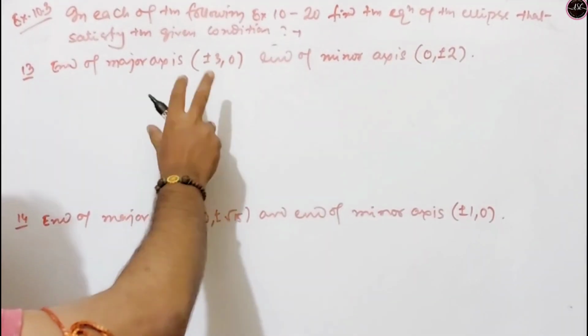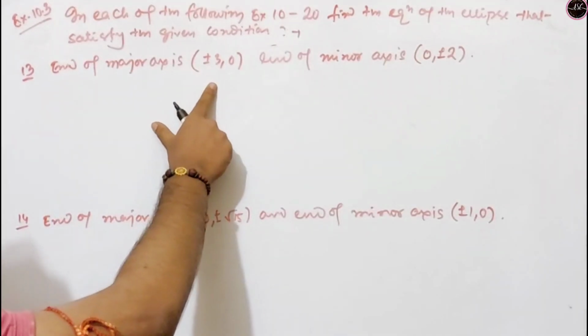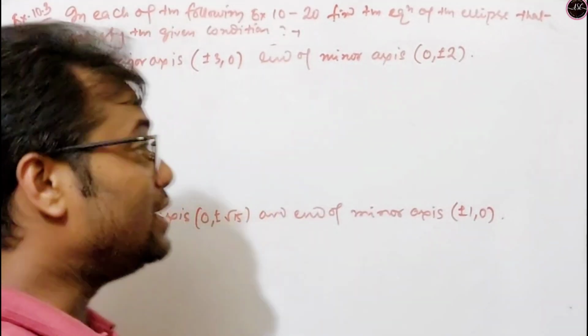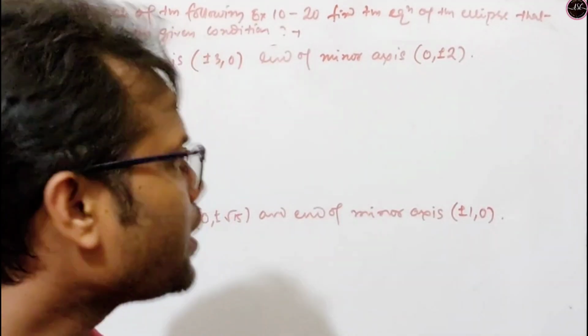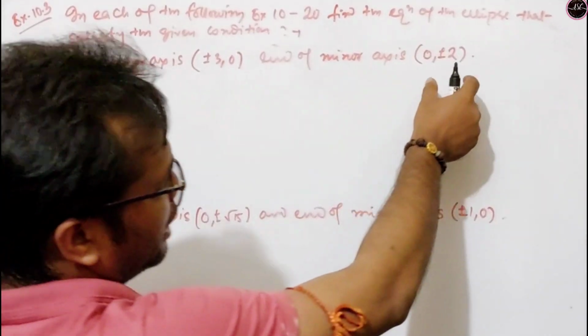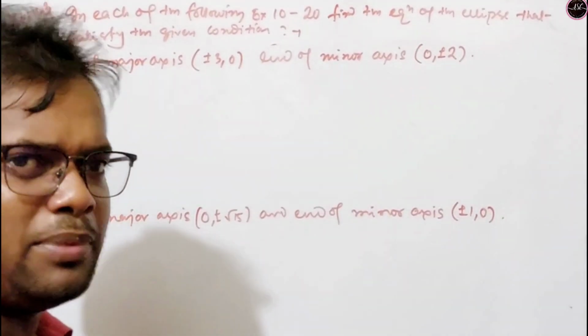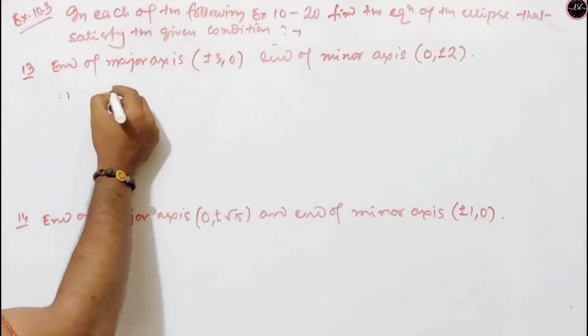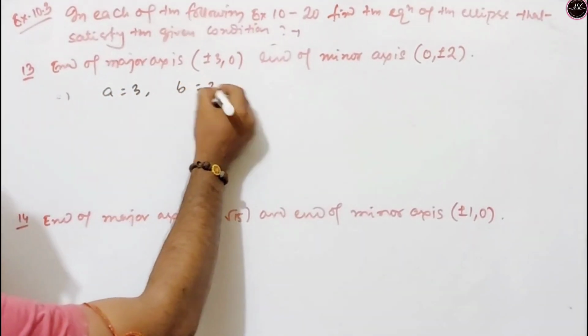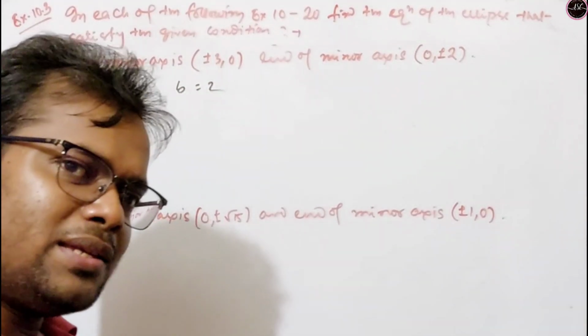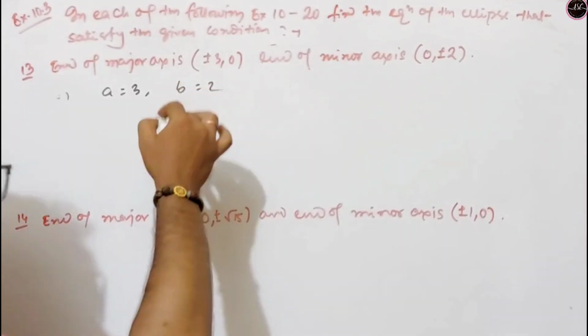We have to find the equation of the ellipse. End of the major axis is plus minus 3 comma 0. So these are the vertices, we know from the definition, and the end of the minor axis is 0 plus minus 2, that means b equal to 2 here. So here a equal to 3, b equal to 2, and the major axis is the x axis, as this point is the end point on the x axis.